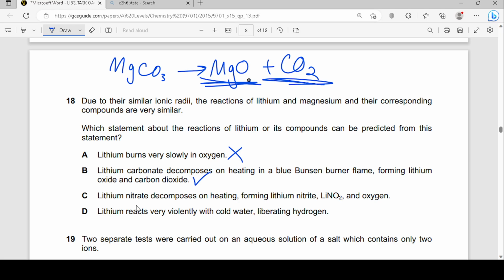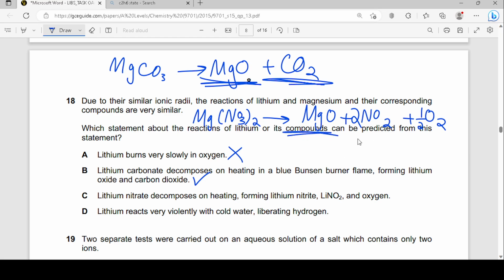Let's look at option C. Lithium nitrate decomposes on heating, forming lithium nitrite, LiNO2, and oxygen. Let's look at Mg(NO3)2. Mg2+ and NO3- gives you Mg(NO3)2, and if it decomposes, it gives you MgO plus NO2 plus O2. Let's balance this. So you need 2 NO2 and half O2. Is that balanced? Hopefully it is, but that's not what the question is asking. So yeah, but we have magnesium oxide and nitrogen dioxide, and oxygen.